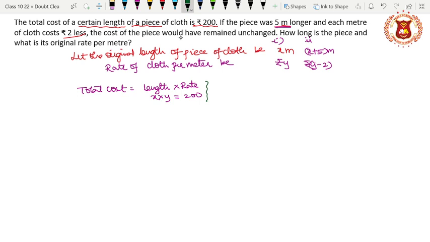the total cost of the piece would remain unchanged for the second condition. Therefore cost remaining unchanged means in the second case it is x plus 5 into y minus 2, and that is 200, right? So xy minus 2x plus 5y minus 10 is equal to 200, right?